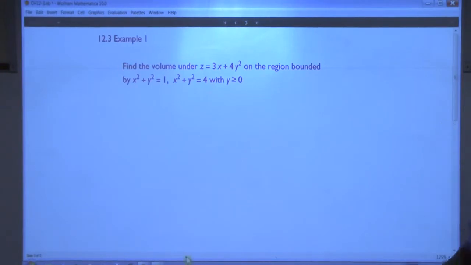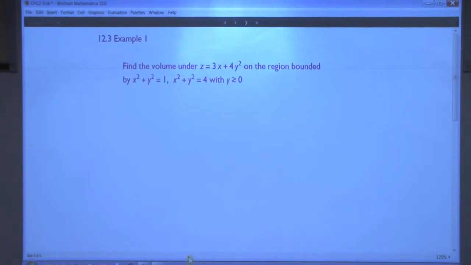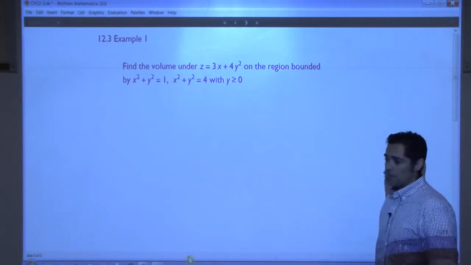So we're going to do this example here. Find the volume under z equals 3x plus 4y squared on the region bounded by x squared plus y squared equals 1, x squared plus y squared equals 4, with y being greater than or equal to 0.